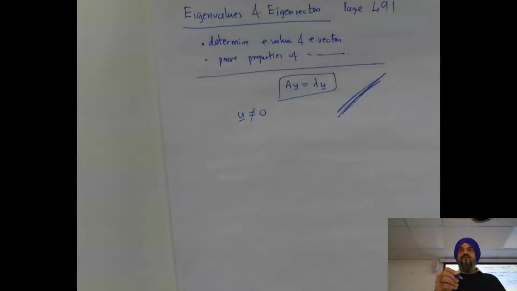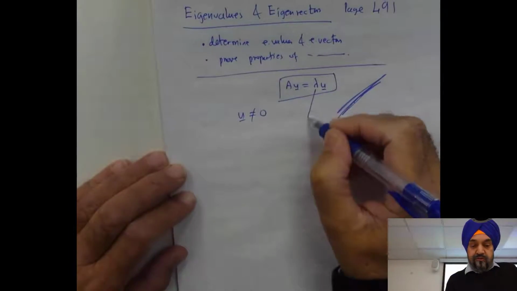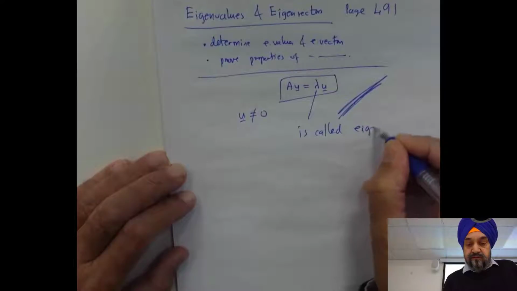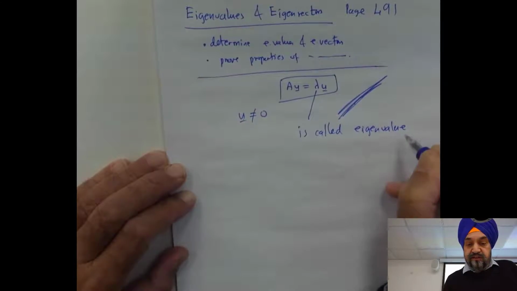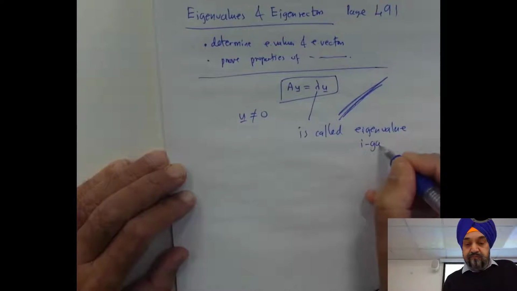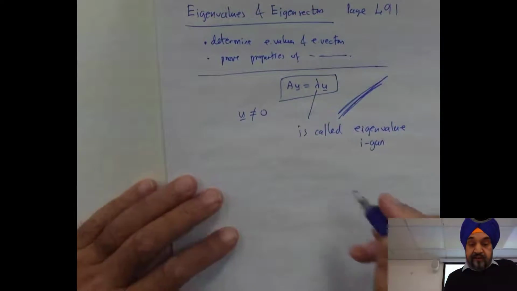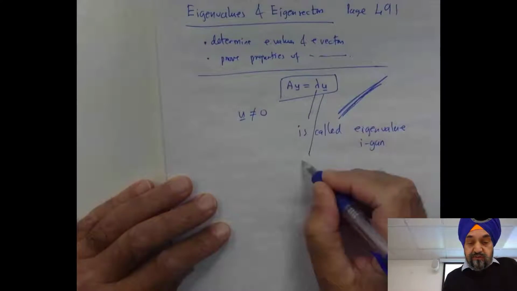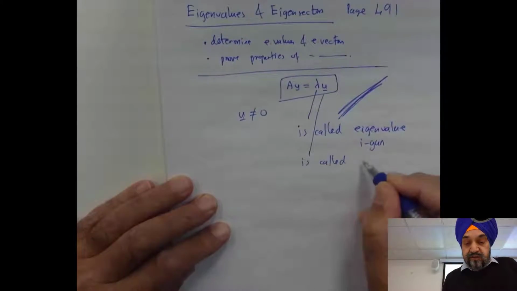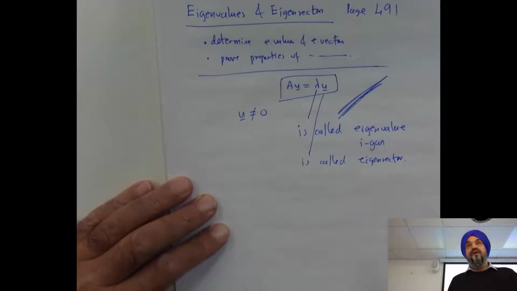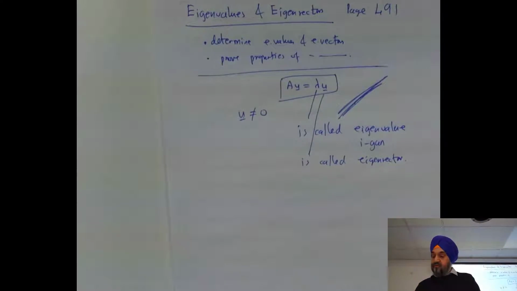So for non-zero solutions, lambda is called the eigenvalue, pronounced eigen. And U is called the eigenvector. And we say the vector U belongs to lambda, belongs to the eigenvalue. I'll talk more about this.